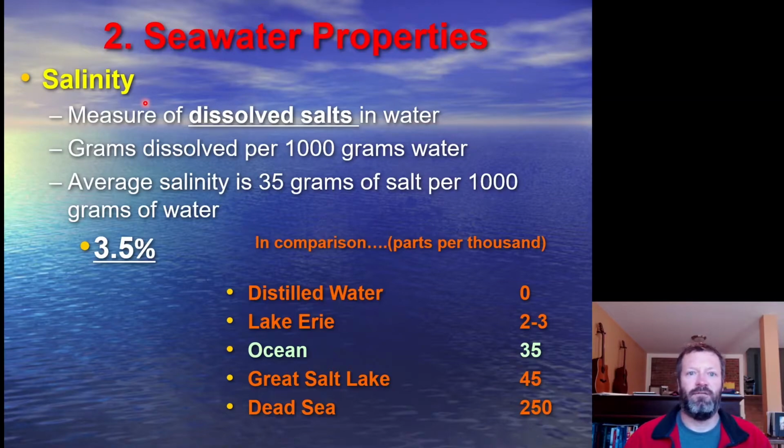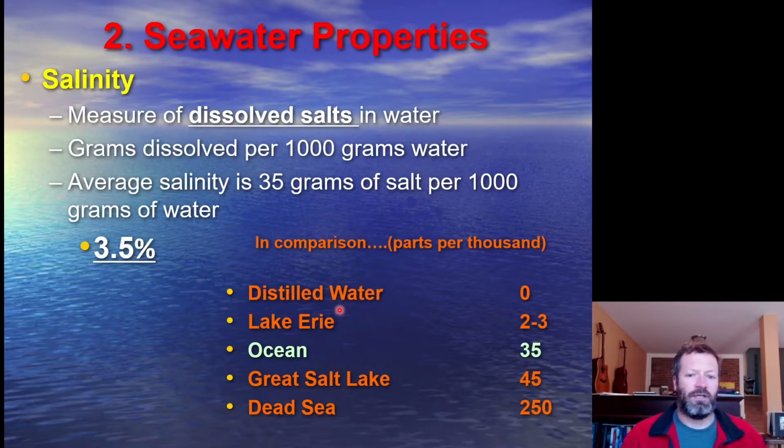The average salinity of most oceans is around 35 grams of salt per 1,000 grams of water, or 35 parts per thousand. And that means that it's about 3.5% salt, right? 35 parts per thousand is about 3.5%. Just to compare distilled water, if you ever messed up and drank distilled water, it makes your mouth feel weird. It sucks all the nutrients out of your mouth because there are no dissolved salts or limestone or calcium or anything in distilled water. It is pure H2O.